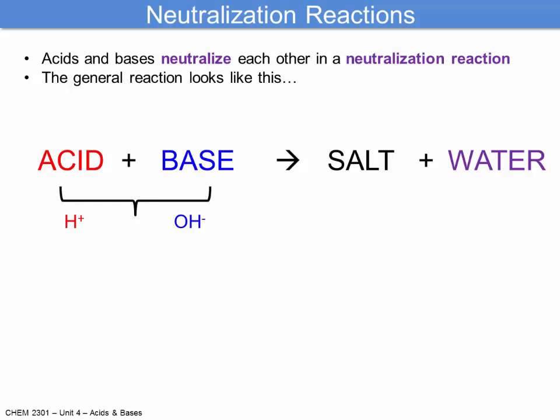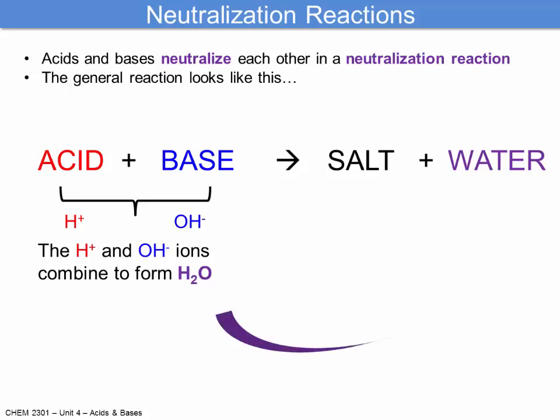The acid and the base each give off a hydrogen ion or a hydroxide ion respectively, and the hydrogen ion and the hydroxide ion combine to form H2O, which makes sense from looking at it. There are two hydrogens and one oxygen between the hydrogen ion and the hydroxide ion. They form water. In the end, this is a neutralization reaction because water is neutral. It has a pH of 7.